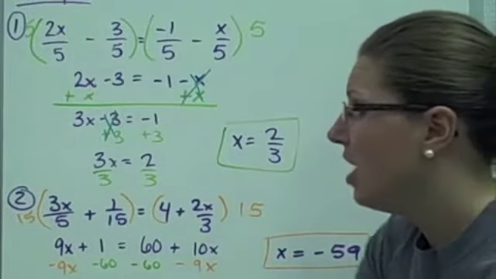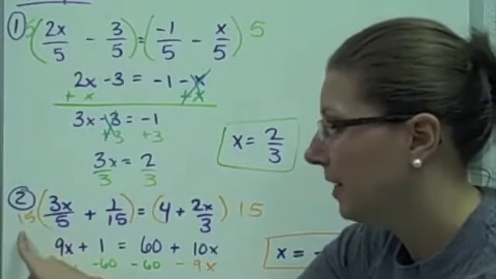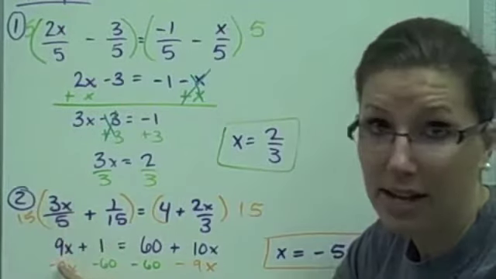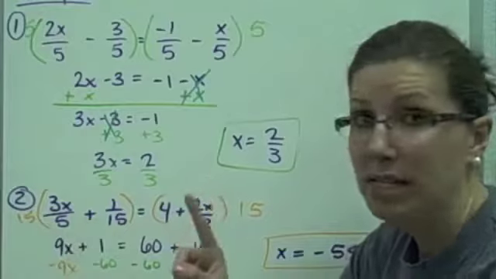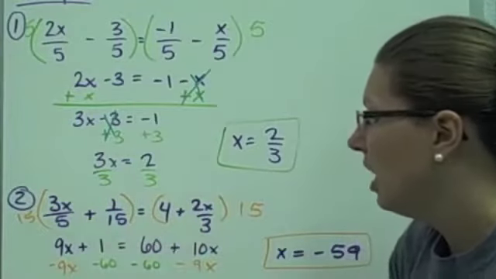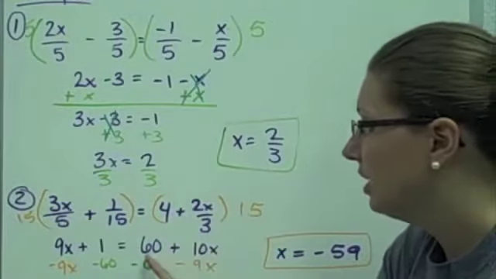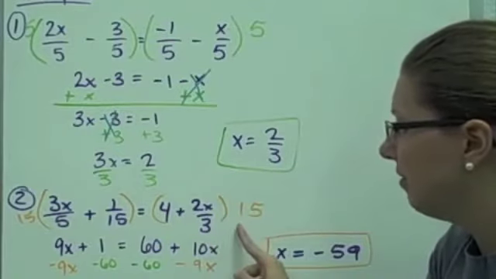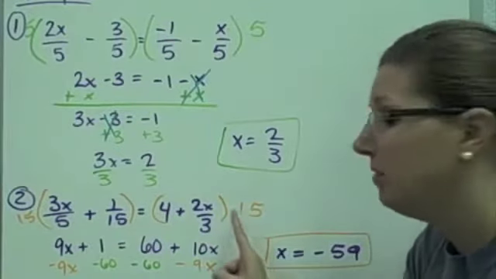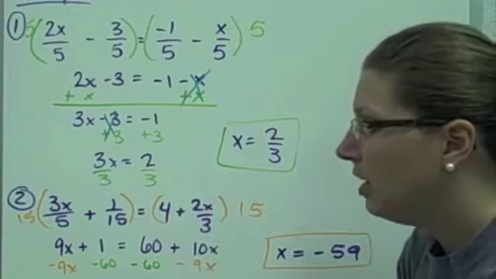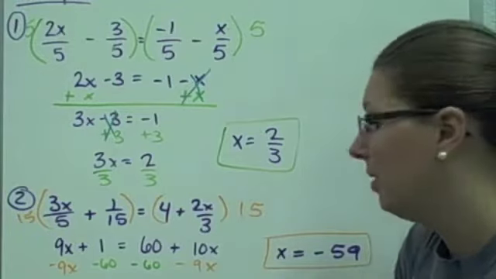This is how you do it. 5 goes into 15 3 times. 3 times 3x is 9x. 15 goes into 15 once. 1 times 1 is 1. 4 times 15 is 60. 3 goes into 15 5 times. 5 times 2x is 10x. Then you can go ahead and solve your problem.